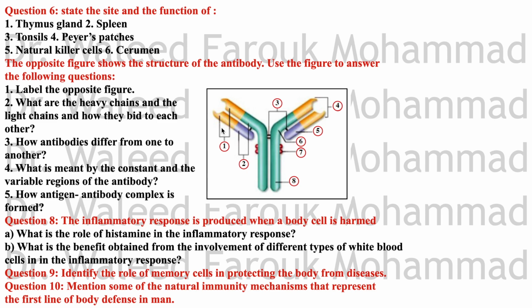Identify the role of memory cells in protecting body from disease. Memory cells, during the first immune response, when the immune response to the new pathogen, the two types of memory cells, that means B and T lymphocytes, are produced, which store information about the antigens formed by the immune systems in the past. The first immune response, or the primary immune response, and they can live for tens of years and may survive till death.